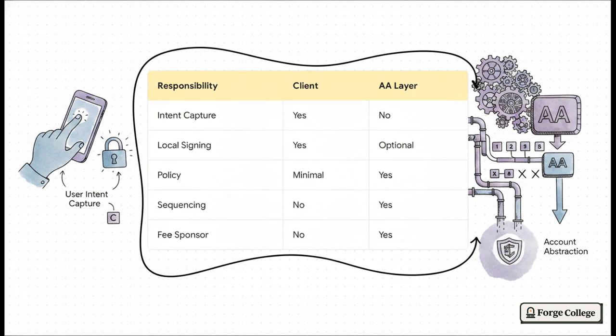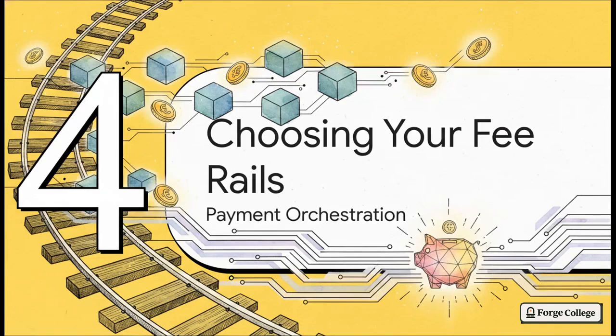The account abstraction layer, however, takes on all the heavy lifting. We're talking heavy policy enforcement, nonce sequencing, which totally saves you from those nasty race conditions and double spends, and coordinating fee sponsorship. The real magic of this blueprint is that your complex policy logic doesn't accidentally leak into the user interface. The UI stays snappy, and the abstraction layer handles the bureaucratic nightmare of sequencing and gas limits in the background.